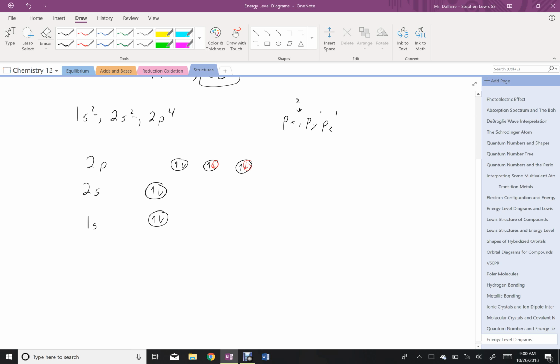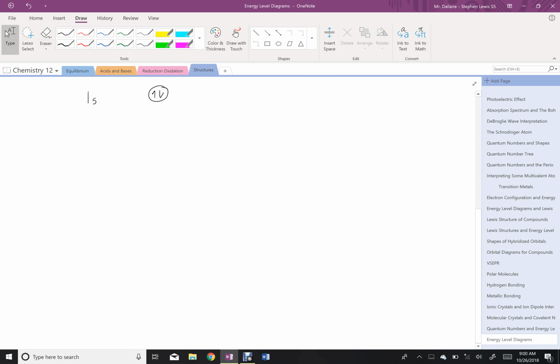Let's go now and do something larger. Let's do something like zinc. And zinc, let me just look it up here. Actually, whatever. No, you know what, I'm not going to do zinc because I want to illustrate something else. I'm going to do chromium.